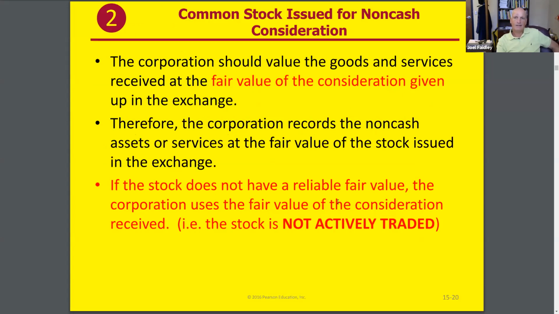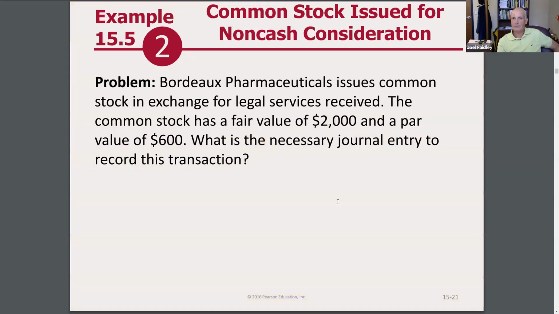Sometimes you grant stock to someone or a company that maybe they do work for you, but there's no cash exchanging hands. Maybe it's in lieu of a bill. In that case, fair value of the consideration given is what is used. What if the stock doesn't have reliable fair value? Meaning, what if the stock is not actively traded, as I've stated here in caps and bold? In that case, you want to use the most reliable fair value that you do have, which is the exchange for the fair value of the consideration given.